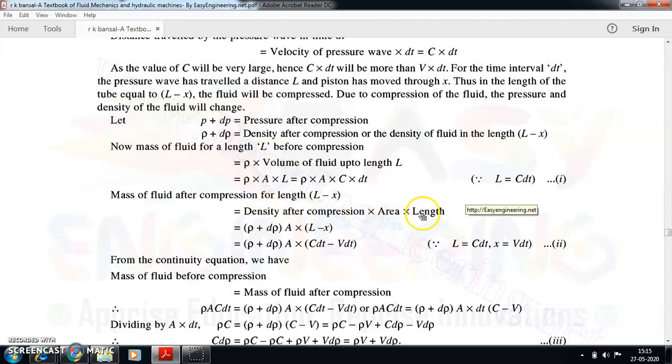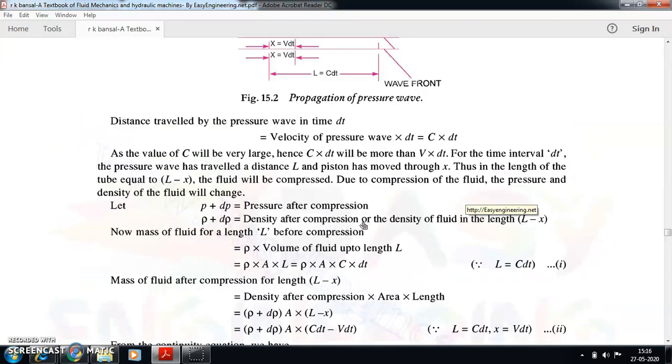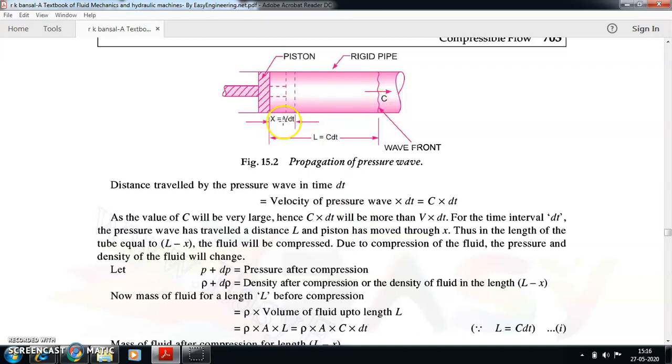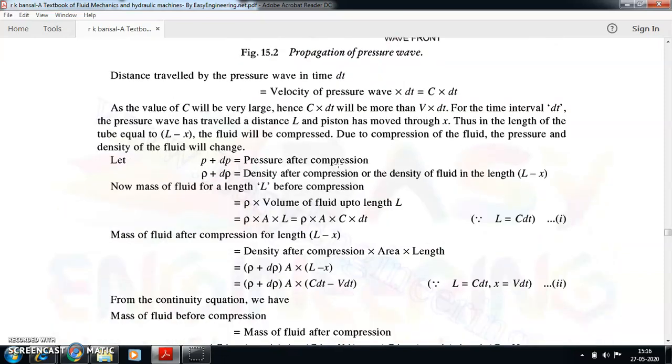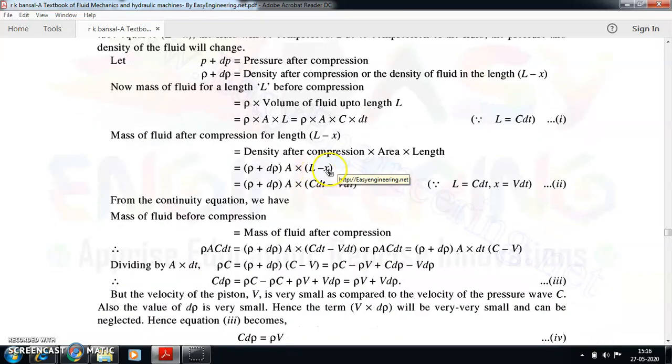So rho L will not be capital L here, it will be L minus X, the remaining part. Okay, so this is the total length, and this is the remaining length after compression. So it is going to be L minus X. This is very important. Density is going to change, so it is rho plus d rho, so rho plus d rho A.